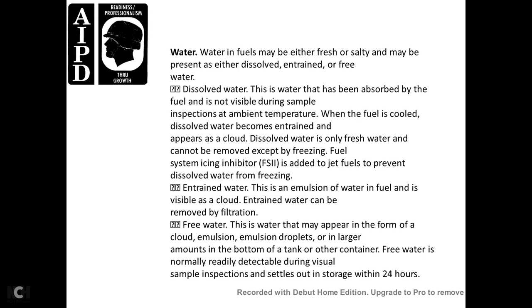Fuel system icing inhibitor, or FSII, is added to jet fuel to prevent dissolved water from freezing. Entrained water is emulsified water in the fuel and is visible as a cloud. Entrained water can be removed by filtration.